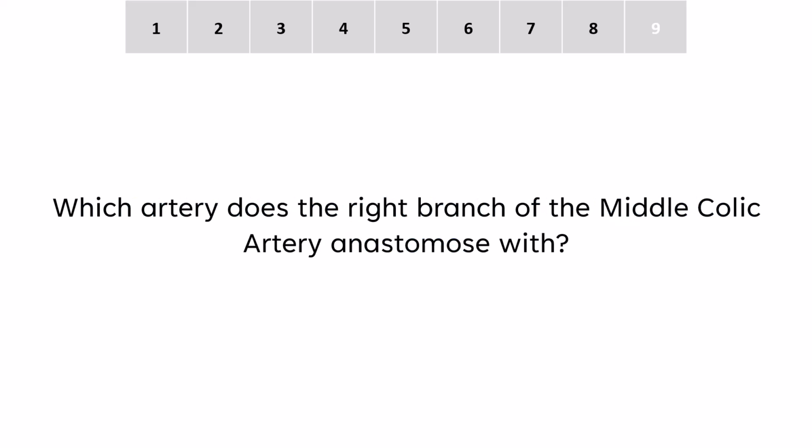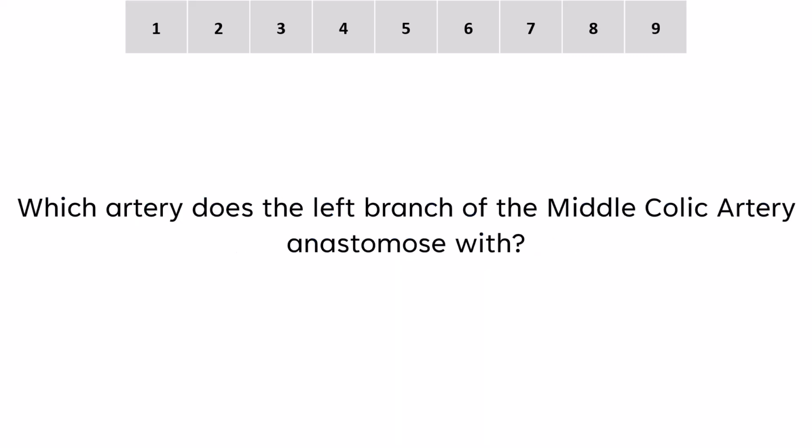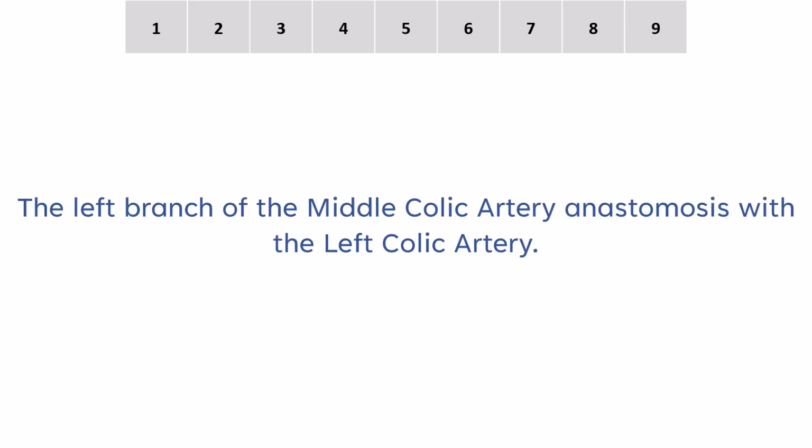Which artery does the right branch of the middle colic artery anastomose with? The right branch of the middle colic artery anastomoses with the right colic artery. Which artery does the left branch of the middle colic artery anastomose with? The left branch of the middle colic artery anastomoses with the left colic artery.